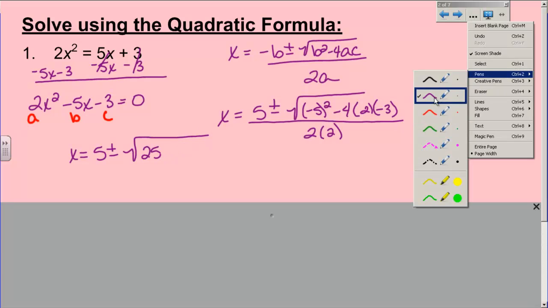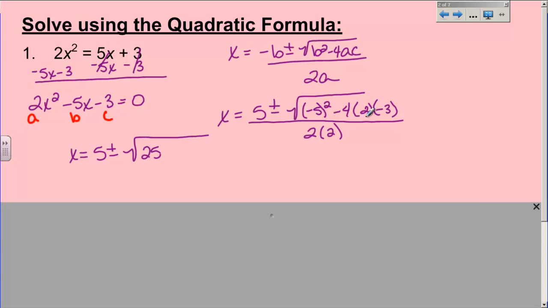Okay, so then I will just multiply. Negative 4 times positive 2 is a negative 8. And then negative 8 times negative 3 is a positive 24. So this becomes plus 24. And all of this is divided by 4. Well, 25 plus 24 is going to be 49. So now I have 5 plus or minus the square root of 49, divided by 4.